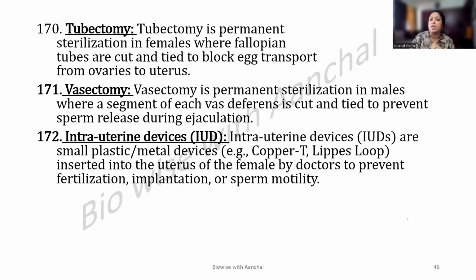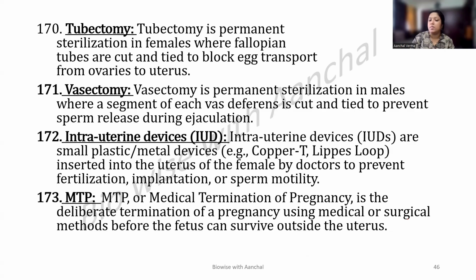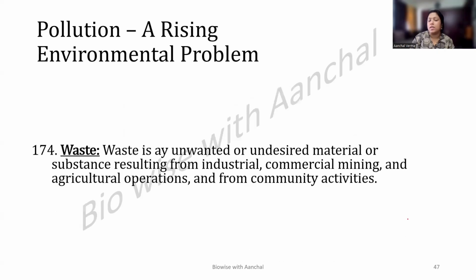Intrauterine devices are small plastic or metal devices like copper T and Lippes loop, inserted in the uterus of the female by doctors to prevent fertilization, implantation, or sperm motility. MTP, that is medical termination of pregnancy, is a deliberate termination of pregnancy using medical or surgical method before the fetus can survive outside the uterus. Now, that is the last chapter.